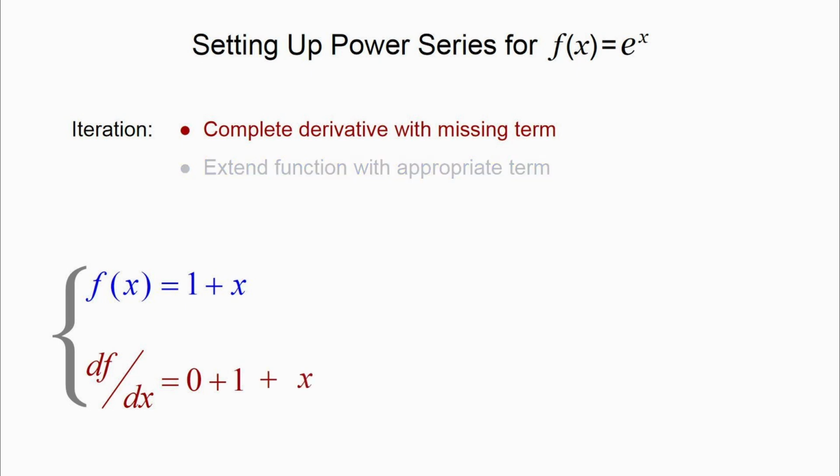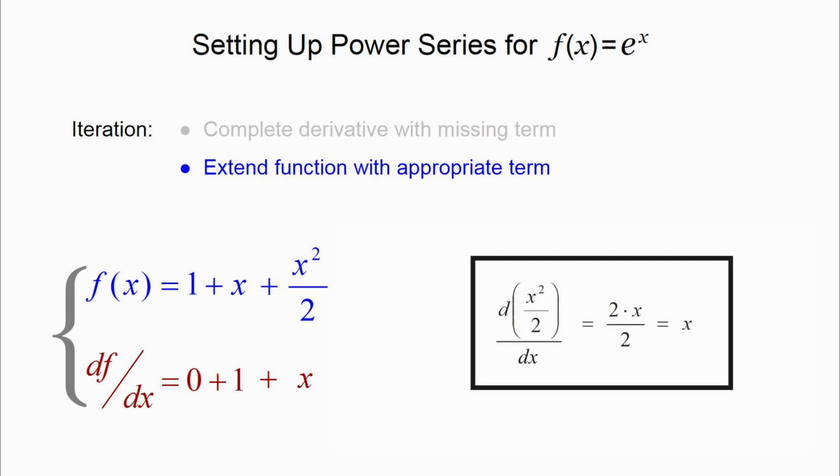In step 1 of the first iteration loop, the derivative df over dx is completed with the missing term x. To allow for it, in step 2 the function has to be extended with the term x squared over 2. In the inserted box, it is shown that the derivative of x squared over 2 is indeed x.